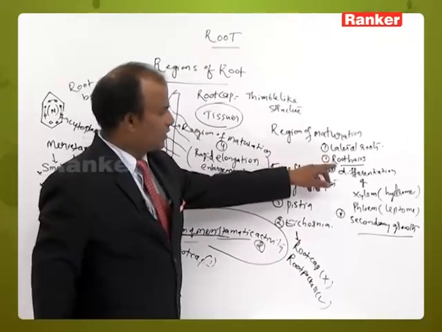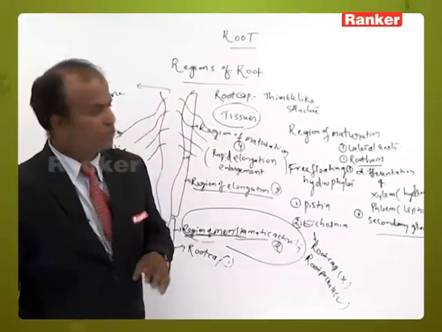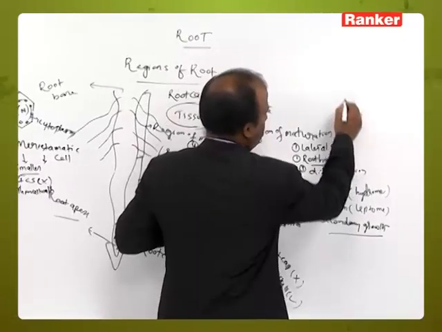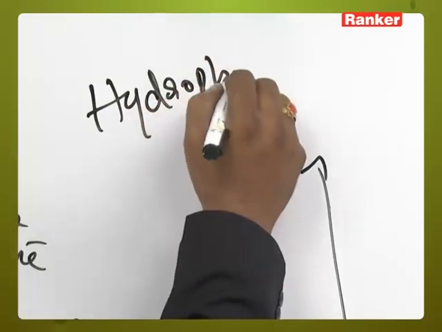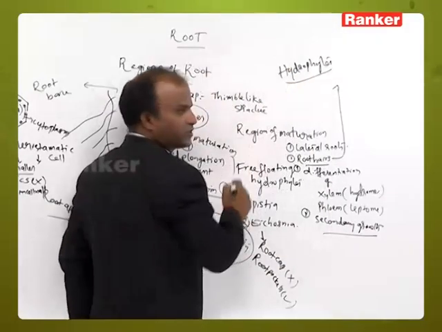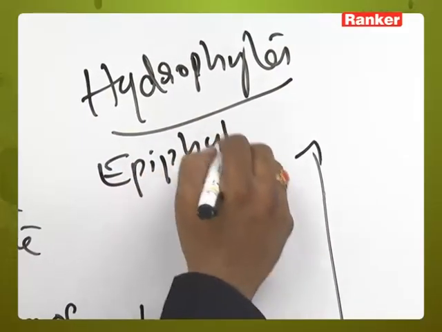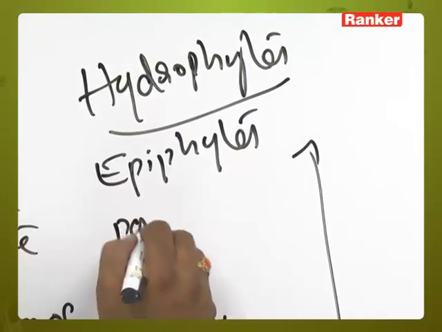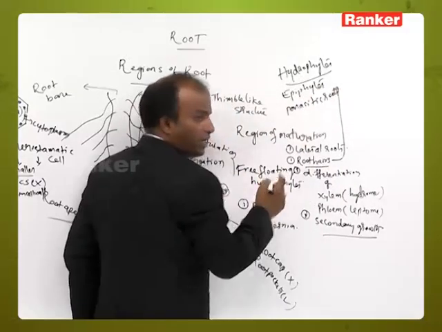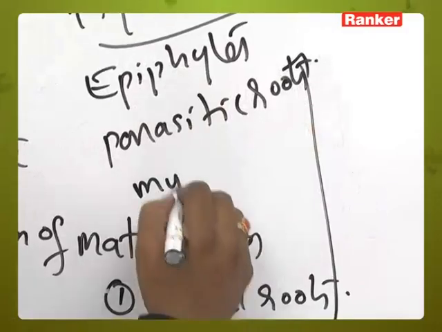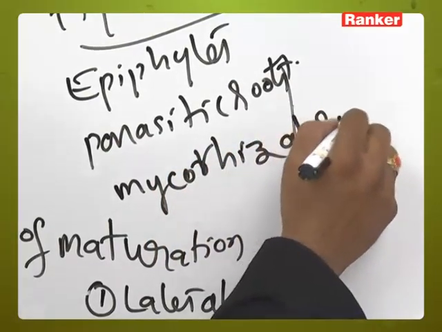And here the root hairs are present. In which plants are these root hairs absent? Root hairs are absent in hydrophytes. Root hairs are absent in epiphytes. Root hairs are absent in parasitic roots. And root hairs are also absent in mycorrhizal roots.